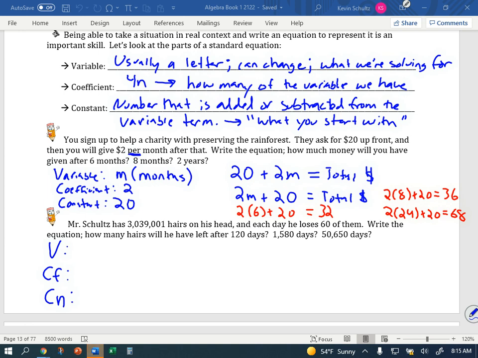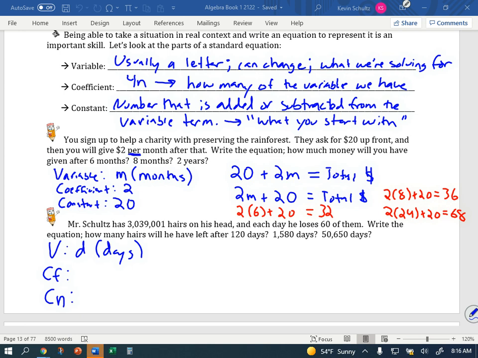What's our variable here? What's changing? What are we plugging in? Anthony? H. Not hair's kind of like our final answer, you know. Hair represents what's left after we solve this expression. Days. Okay? Days. We'll do D for days, because that's what changes, right? That's what we're testing. What's my coefficient?